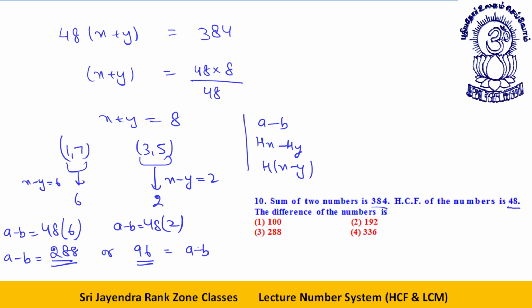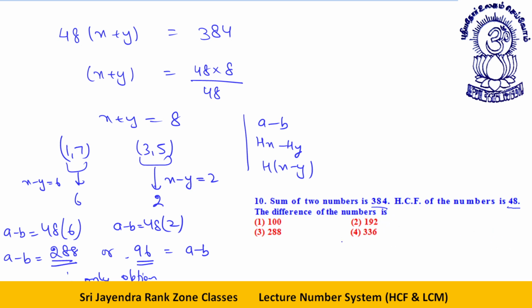How many options do we have? 96 is not there in the options, therefore only option 3 is possible. Okay, students, had there been the option 96 also, then there would be one more option, both option 2 and 3. Getting it? Suppose it was like this, then this would have been both 2 and 3.